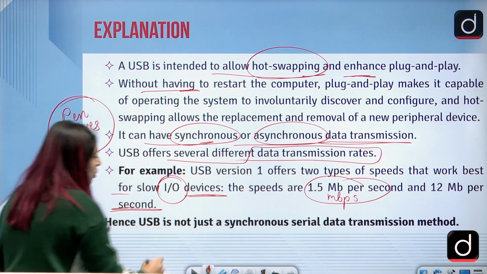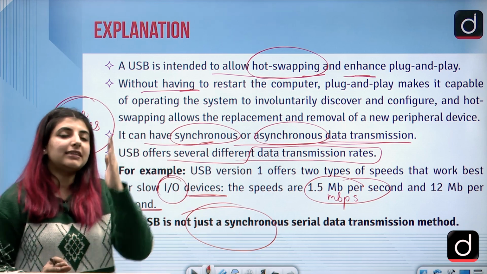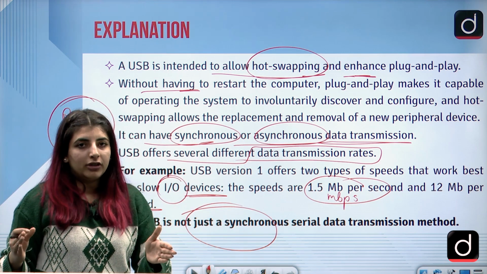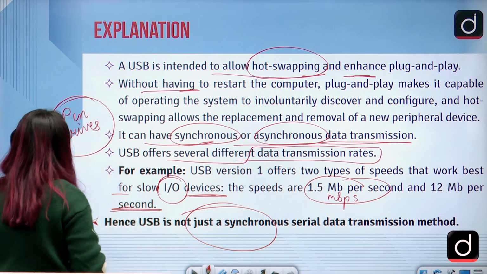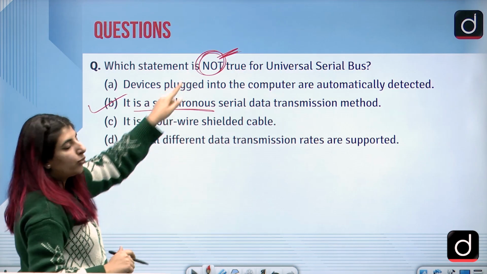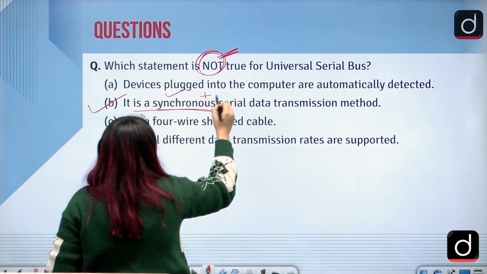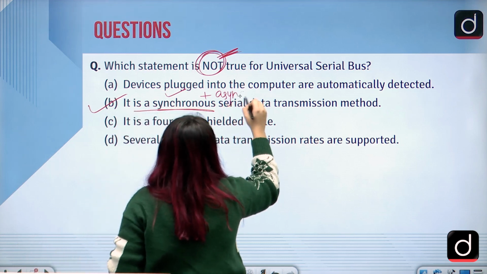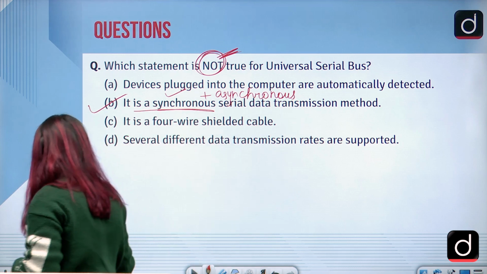So it is not just a synchronous serial data transmission, it is synchronous or asynchronous. So no one part is there. So the other options, obviously, if the question was asked not true, so we are going to choose this because it is an amalgamation of synchronous and asynchronous data transmission. Correct? That's why it was incorrect.